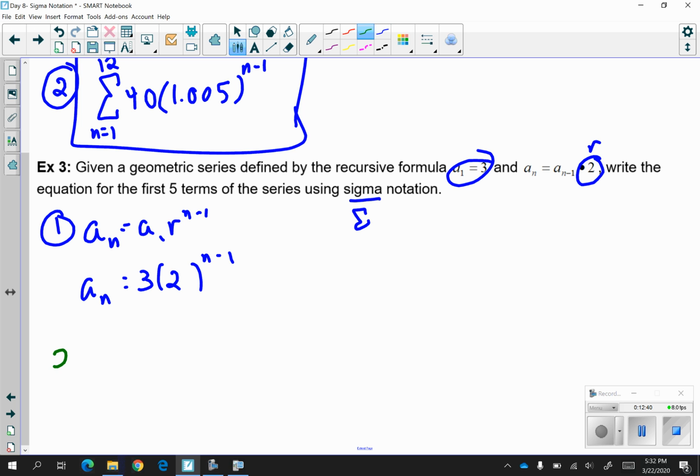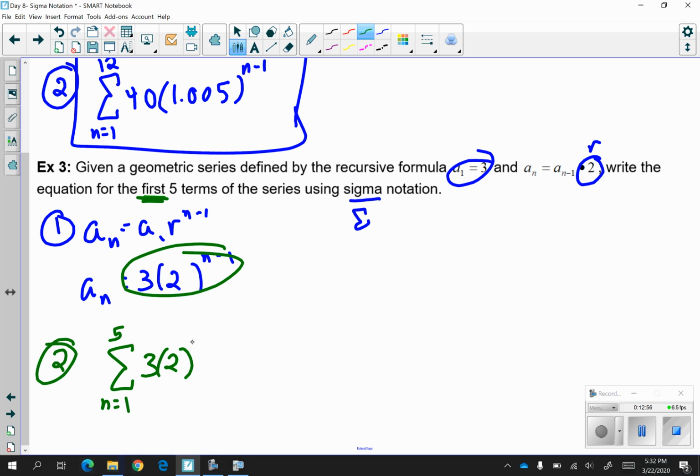From there, second step is to use sigma notation. We're starting at 1 because it says the first 5 terms, which means you have to start at 1, and we're going up to 5. And then just write this in. And you're done.